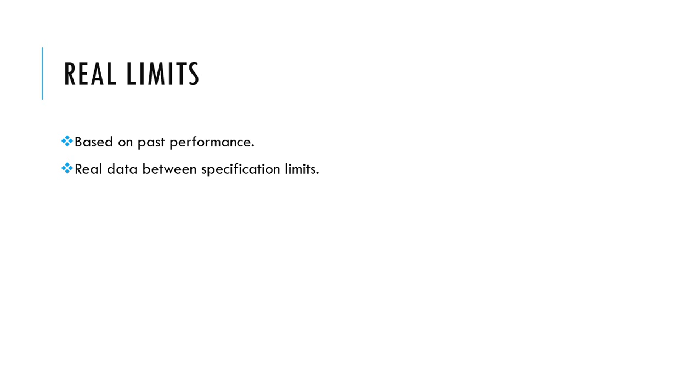Our next definition is real limits, which are based on past performance, and we obtain the real data of our process. We need to be sure if real data are between specification limits. This means whether processes are capable enough to satisfy clients' requirements.